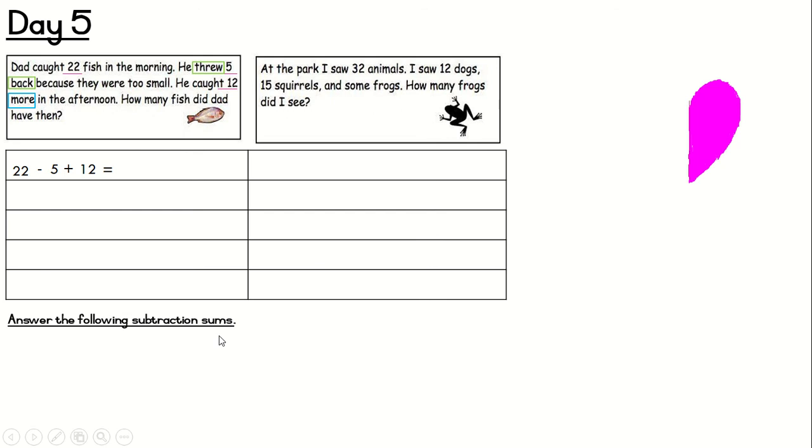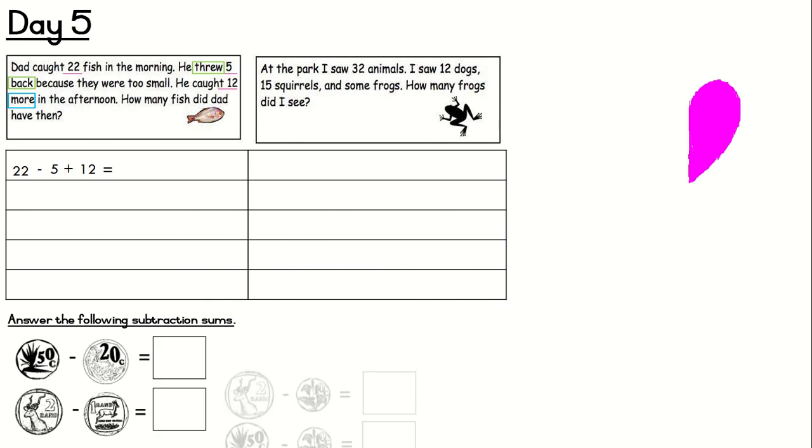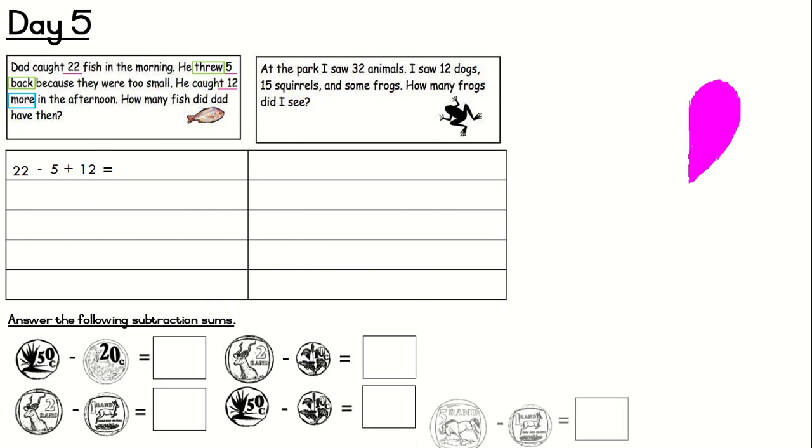Okay. Now, answer the following subtraction sums. But these are not just any subtraction sums. It is money subtraction sums, which is a little bit different from normal subtraction sums because you've got signs you have to put with your answers. Otherwise, your answer is wrong.